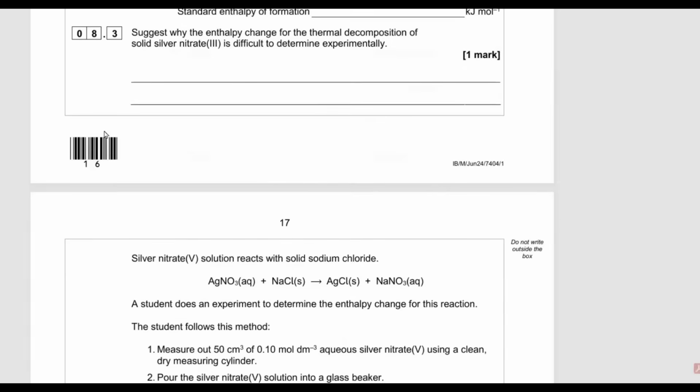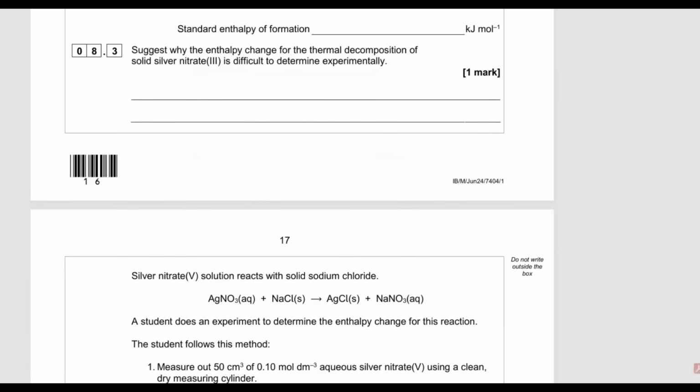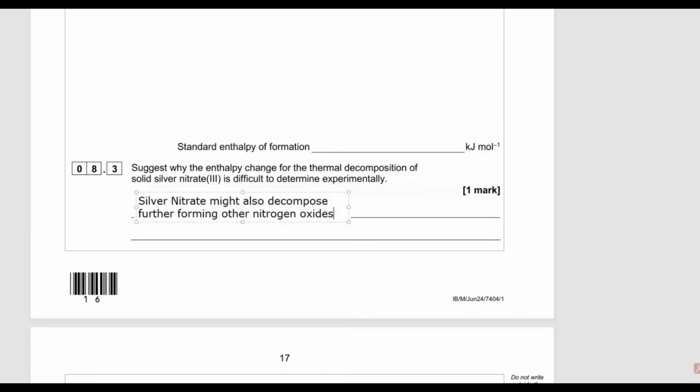Okay, let's zing down. So 8.3 suggests why the enthalpy change for the thermal decomposition of solid silver nitrate is difficult to determine experimentally. Now, the main thing to think about, this is a thermal decomposition reaction, so you're adding heat in. So it's really hard to find out the enthalpy change when you're heating it, right?